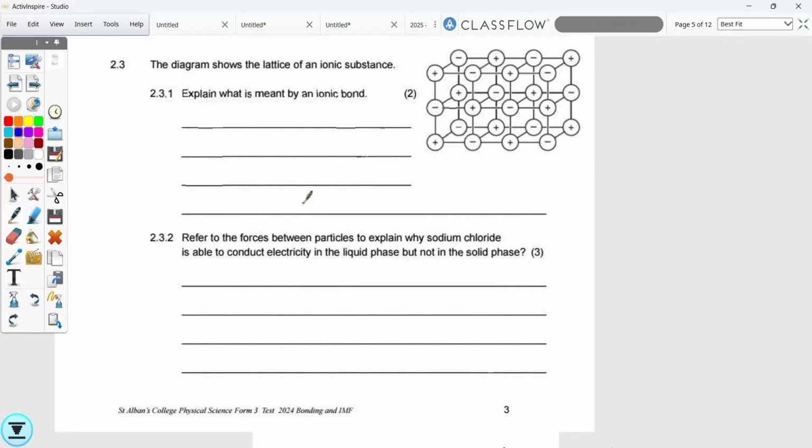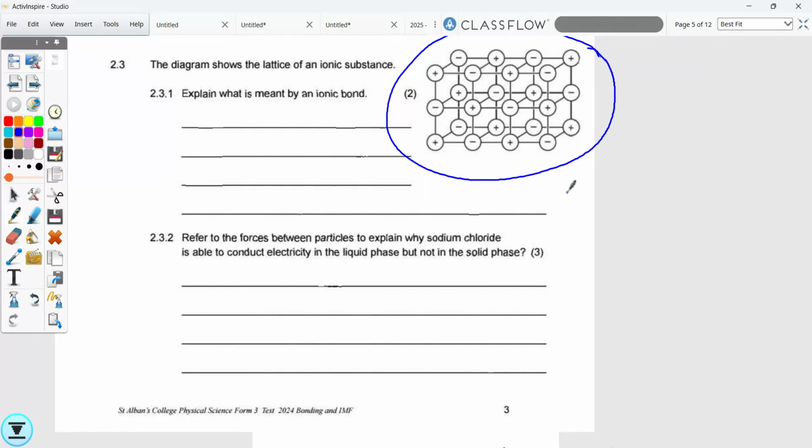Then the next question says, refer to the forces between the particles to explain why sodium chloride is able to conduct electricity, very important, in the liquid phase and not in the solid phase. So you need to explain what an electrolyte is, basically. Again, if you knew your definitions, you would be perfectly fine. Why can it not conduct like this? I think I did this with my class 10 times.